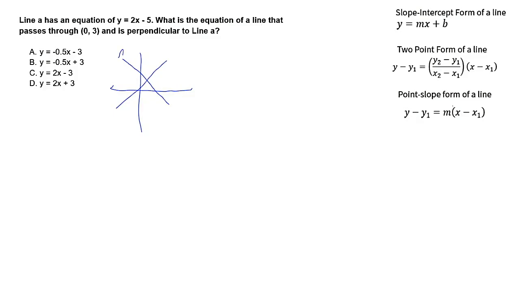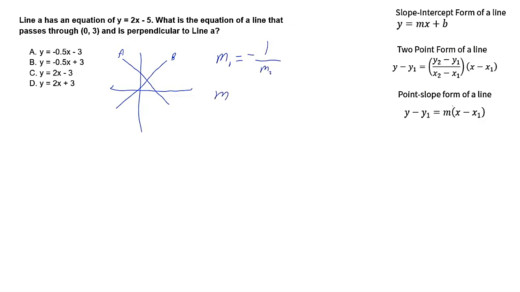So if this is our line A, and this is our line B, then the slope that we're looking for is equal to the negative reciprocal, so that would be -1 divided by our known slope. So let's fill that out.